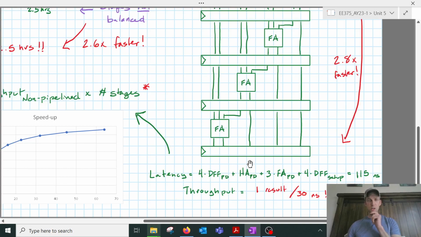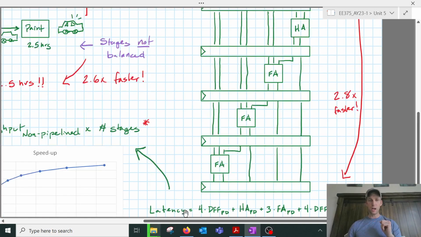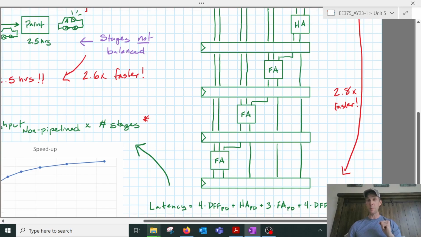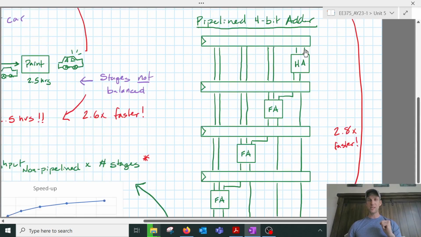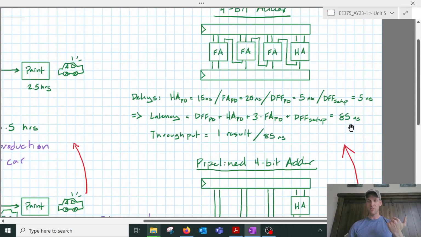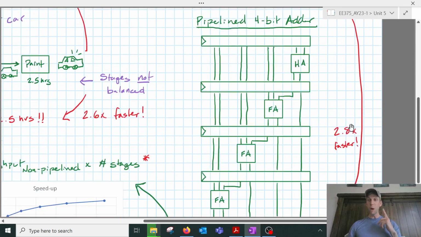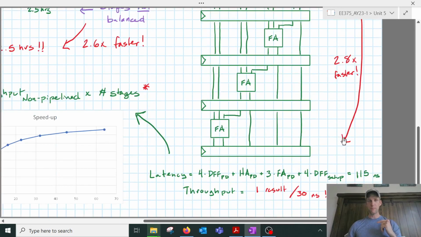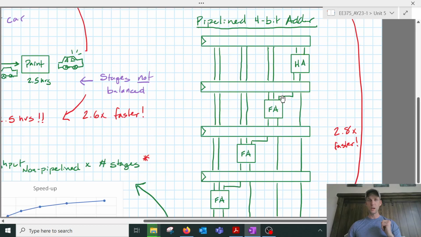Okay, in this case, my latency actually goes up a little bit, because I have more registers, so I have a higher number of propagation delays plus a higher number of setup times. So my latency is actually 115 nanoseconds compared to 85. But my throughput gets much better. And the reason is because for my throughput, I can run my clock much faster.